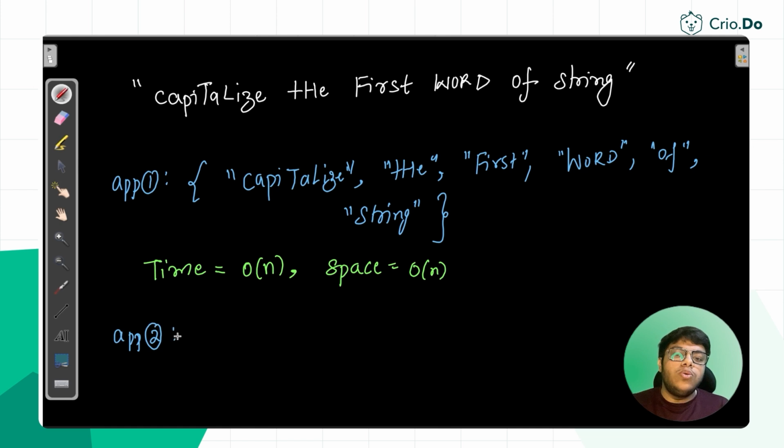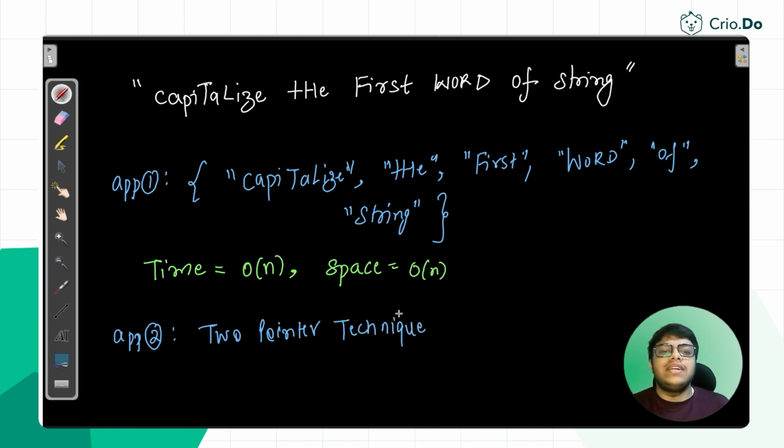Just run a two pointer logic on the input string. And using that two pointer technique, what is going to be the time complexity? I am just going to discuss the solution, but first I am writing the time and space so that you can maybe think of an approach.